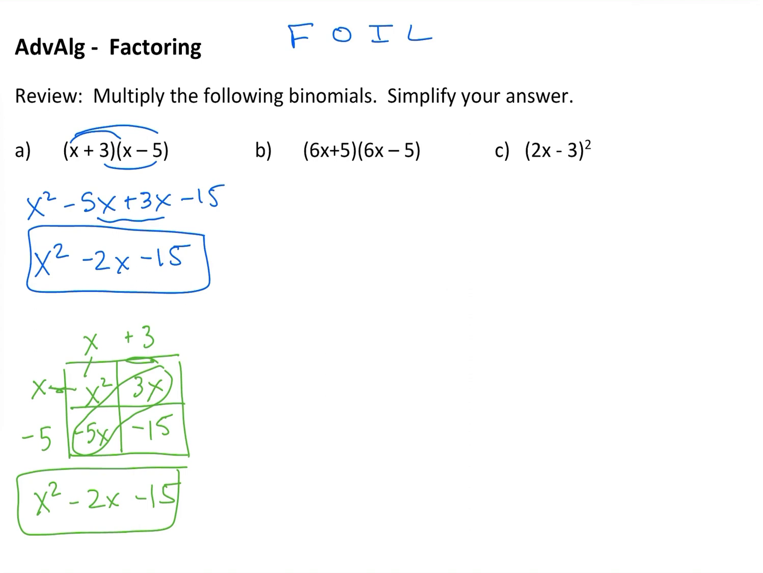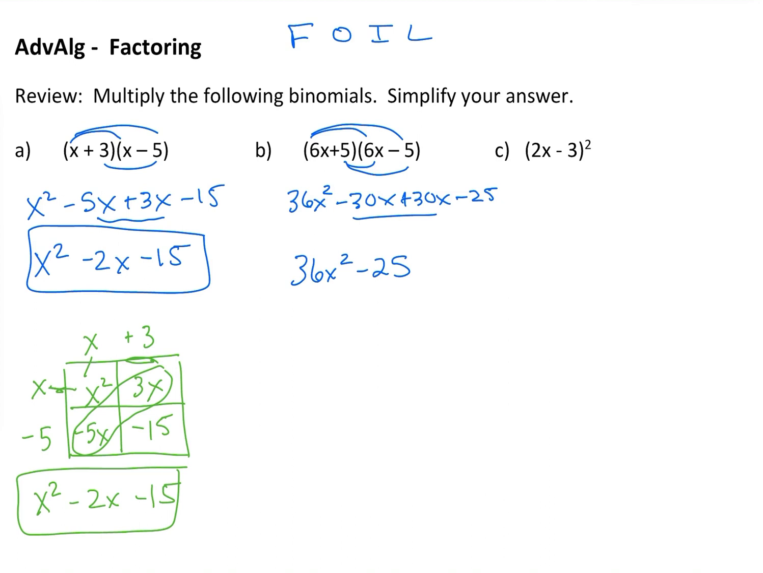Okay, so if I look at the next one, I'm going to do the FOIL with this next one. So I'm going to distribute and get a 36x squared. I'm going to distribute this, I'll get a negative 30x. I'll distribute the 5, a positive 30x, and distribute the 5 there. These lines can really help you to organize and show you that first, outside, inside, last. Oops, I forgot my squared here. So if I combine these middle terms, they add up to 0. So I'm left with just a 36x squared minus 25. That's kind of an interesting one where the middle one adds up to 0. That will be powerful when we're factoring.